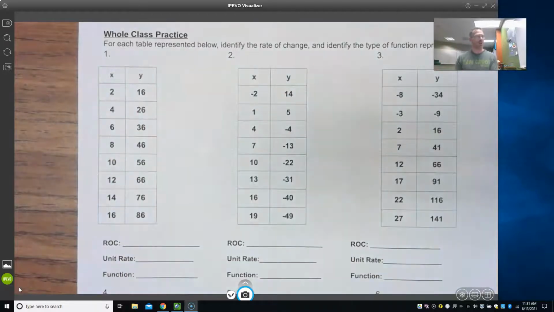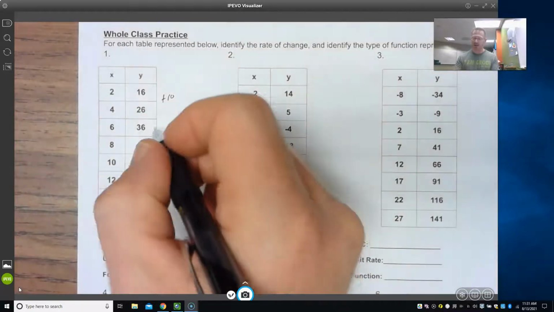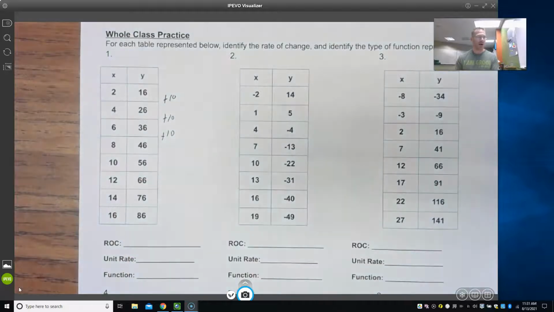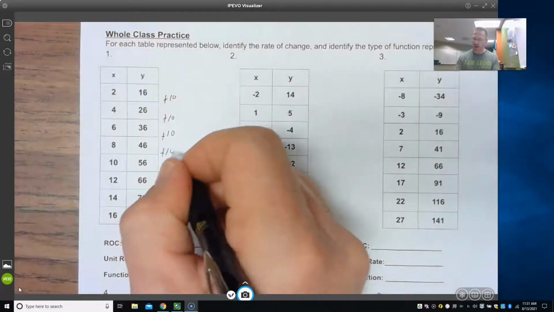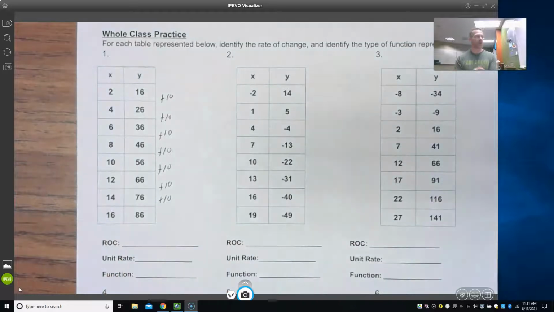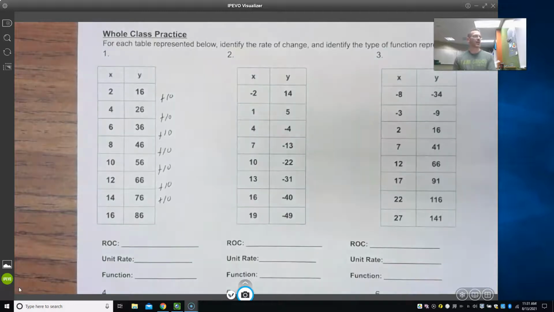So if I go down the right side here, notice I go up 10 for my first change in y, and then I go up 10 again, and what you see is that for each change in y, I'm going up 10. All the way down that right side, I'm going up by 10 every time. So my change in y is plus 10, plus 10, plus 10, plus 10, plus 10.